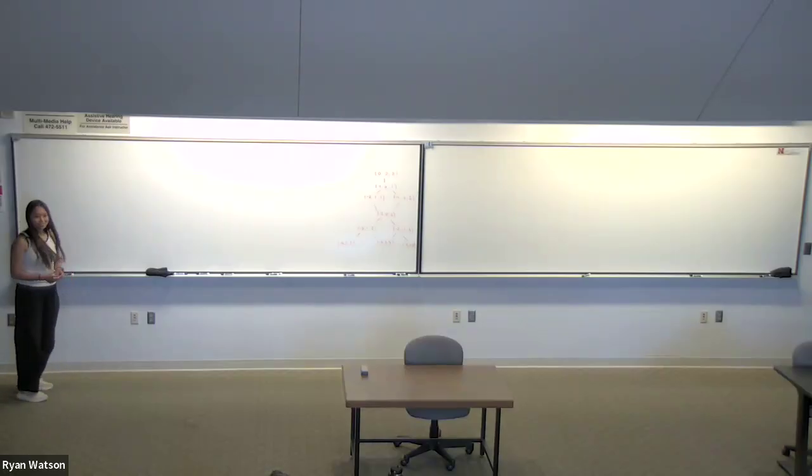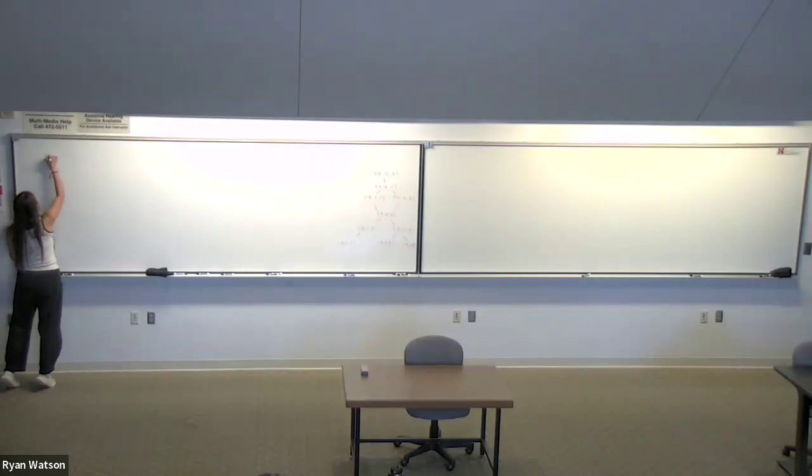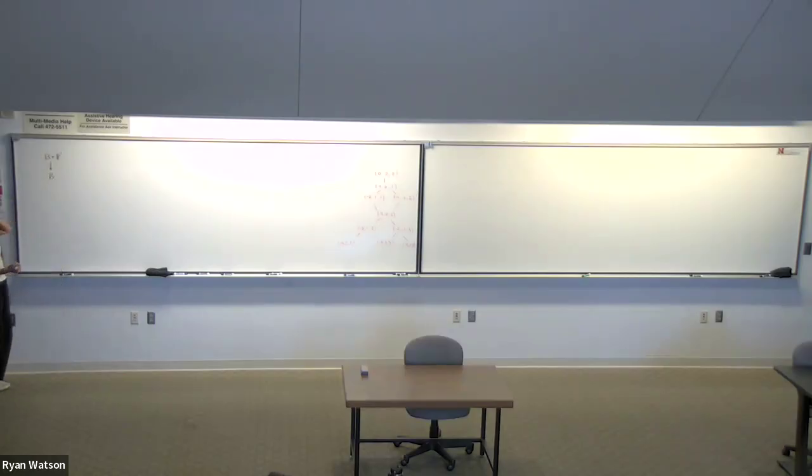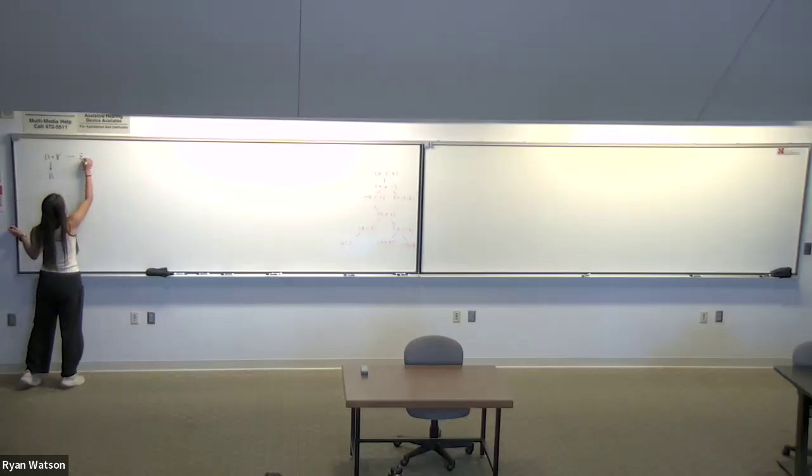I'm going to try and tell you first about what splitting loci are. So the input data is you have a scheme V, which you can think of as Spec R, if you would like. And over it, we consider the trivial P1 bundle, V times P1. And the other piece of input data is I have a vector bundle E.